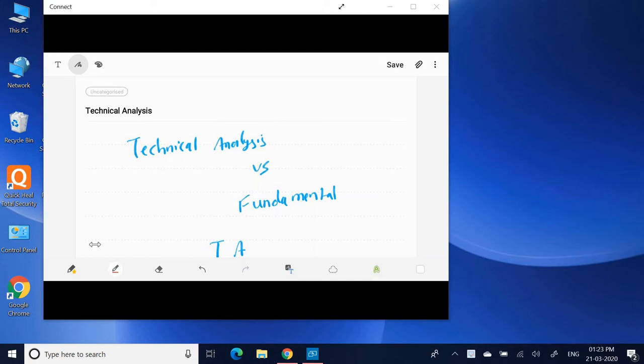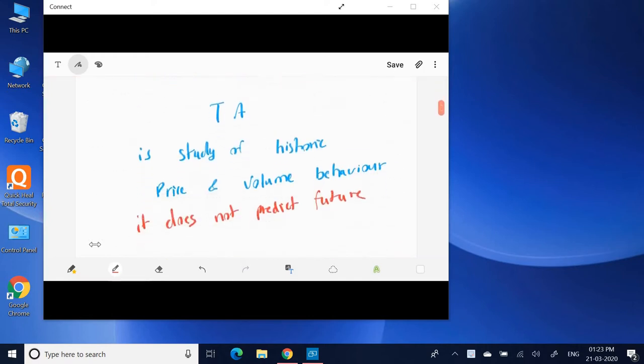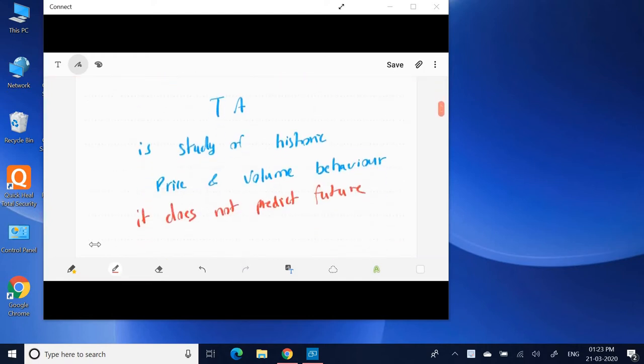In fundamental analysis, you study various things about a company, maybe various macros, you would study the balance sheet, P&L statement, etc. We'll go on to fundamental analysis some other day. We'll first begin with technical analysis. Technical analysis is basically the study of historic price and volume behavior. It is the study of historic price and volume behavior, जो हो चुका है.